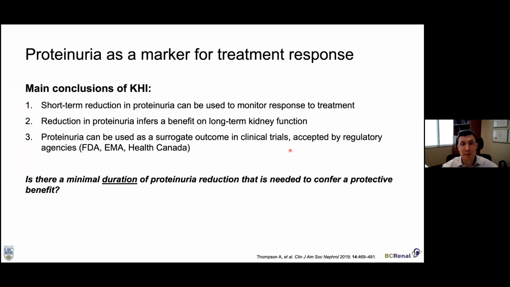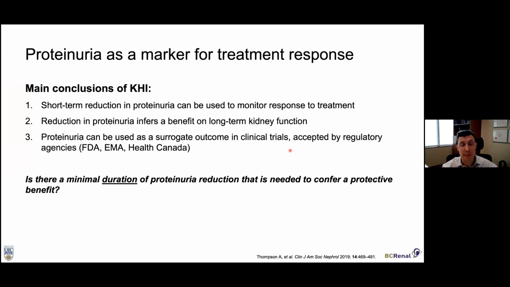So the main conclusion of this analysis is that, as I said, a short-term reduction in proteinuria can be used to monitor treatment response, and that this reduction in proteinuria infers a long-term benefit on kidney function. As a result of this, proteinuria can now be used as a surrogate outcome measure in clinical trials, and it's accepted by various regulatory agencies, including the FDA in the United States, the EMA in Europe, and Health Canada in Canada.